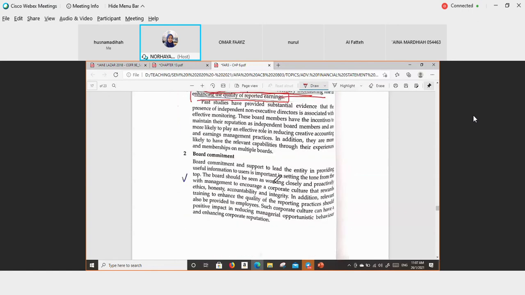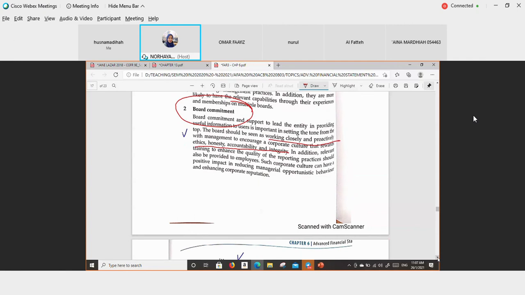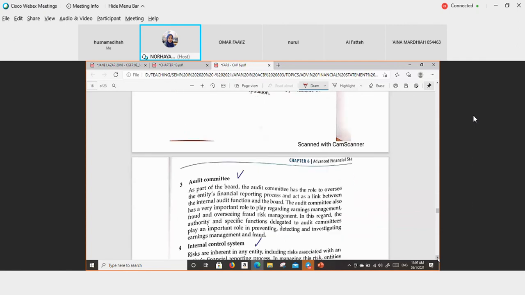Ataupun lagi board commitment. So board commitment board pun kena ambil tahulah berkenaan dengan isu ni. So dia pun kena should work closely, proactively, ethics, honesty, accountability, integrity. Lead by example kan. So board commitment pun dia mesti committed lah. Okay, committed to show ethical working culture in the company. So this will somehow manage ataupun limit the practice of the creative accounting.